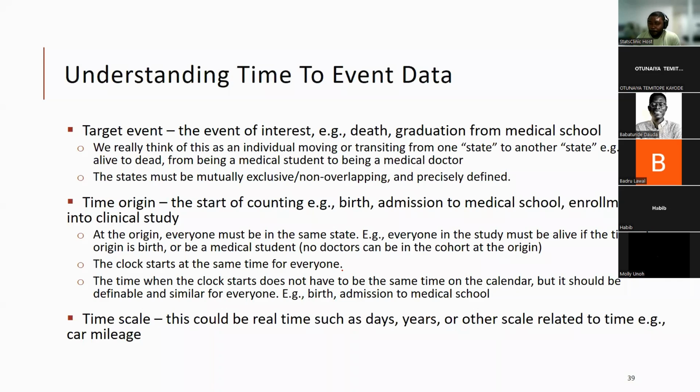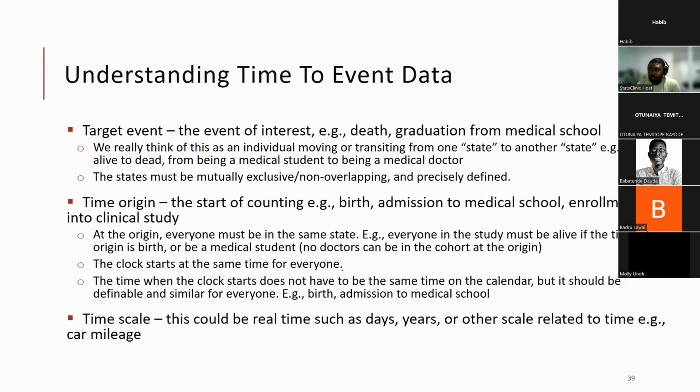Anyone? Yeah, go ahead. I think that the target event is the outcome ranging from the abortion to either a live birth or a fetal death. Right. So the pregnancy loss is the target event. Very good.